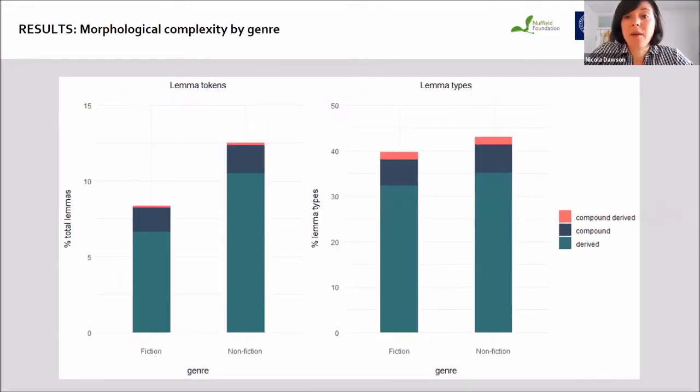And we see a similar pattern when we compare across genre. So the overall proportion of complex words is greater in non-fiction compared to fiction, and again, this difference seems to be mainly down to the proportion of derived words. So we can clearly see that the proportion of complex words in text increases in line with developmental stage and also differs across genre. But how does this play out in the frequencies of individual suffixes?